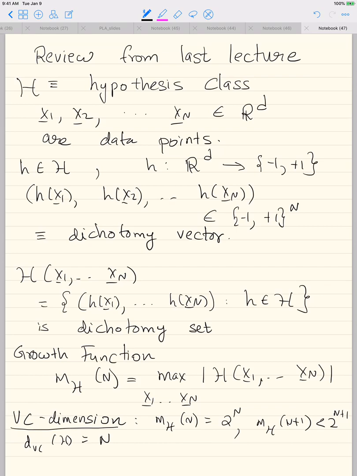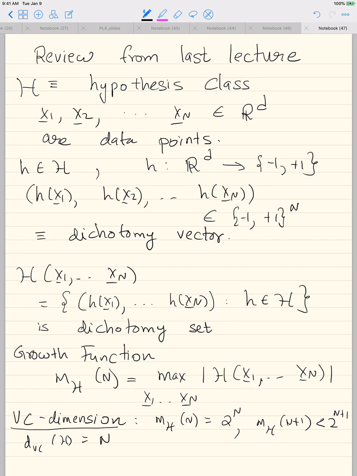We say H shatters n points if the size of the dichotomy set is as large as possible, meaning it is 2 to the n. So the VC dimension simply is the maximum number of points that can be shattered by our hypothesis class. We discussed this last lecture. There is also something related called the breakpoint. We say that K is a breakpoint if no set of K points can be shattered by H.